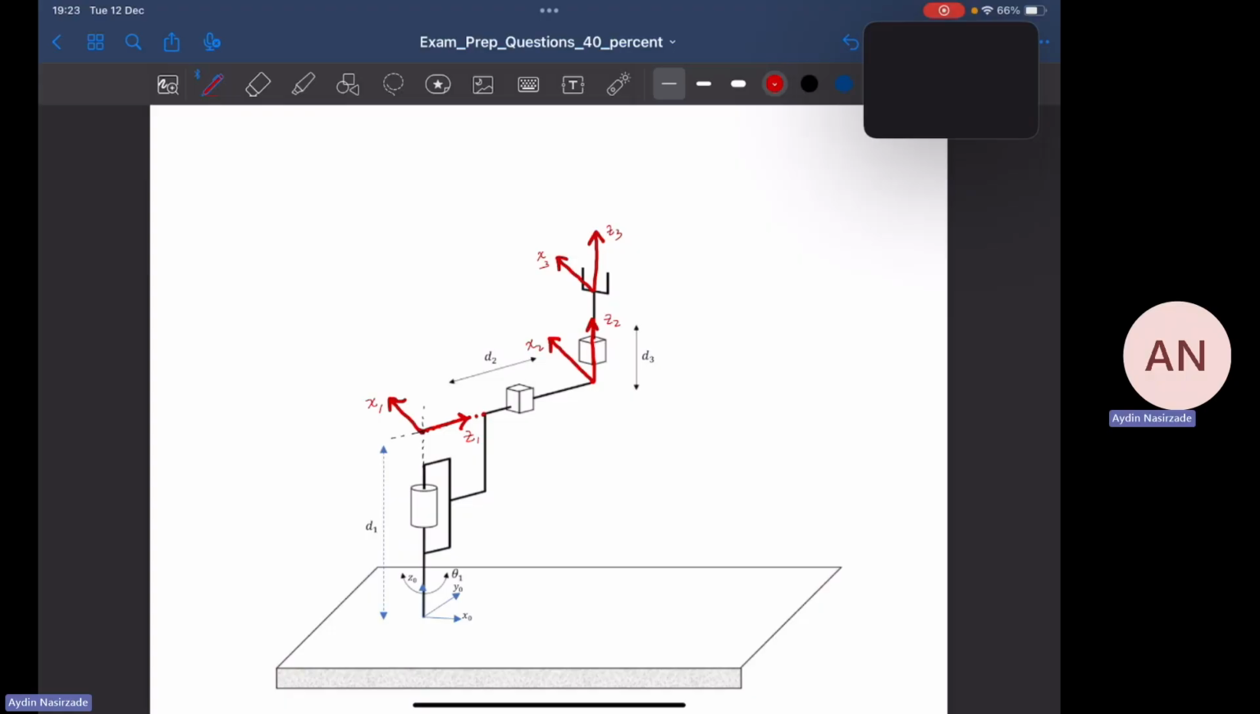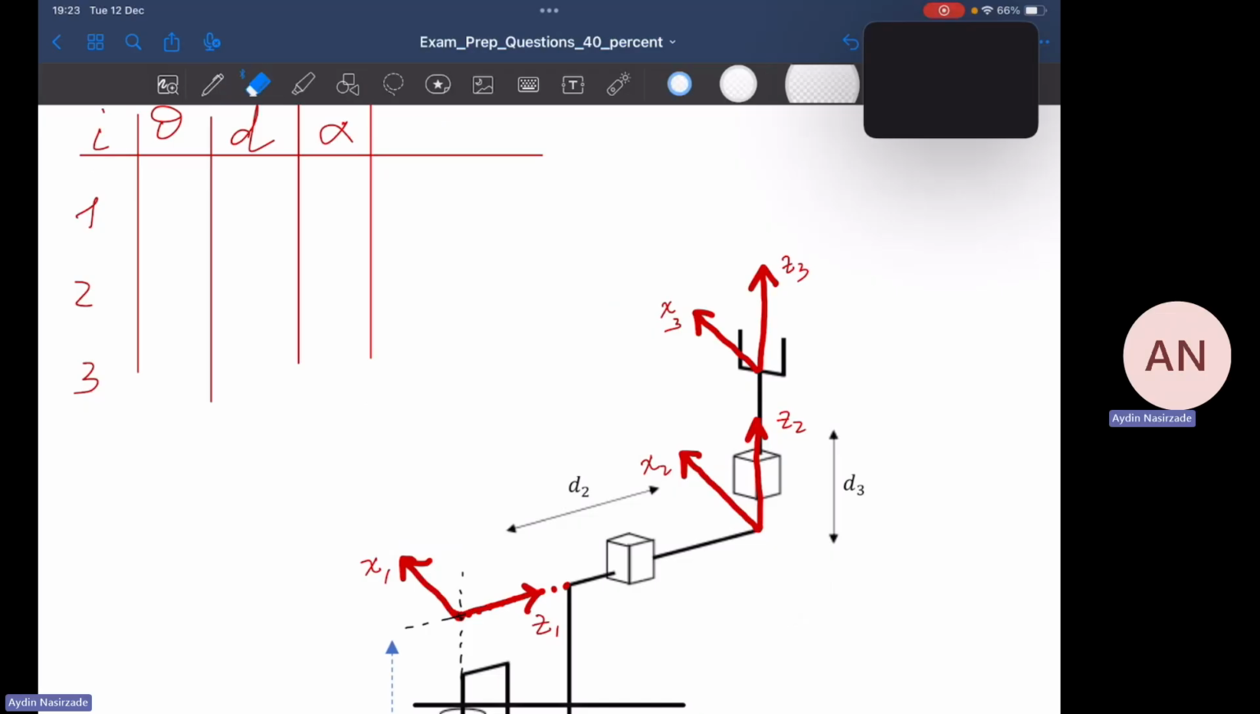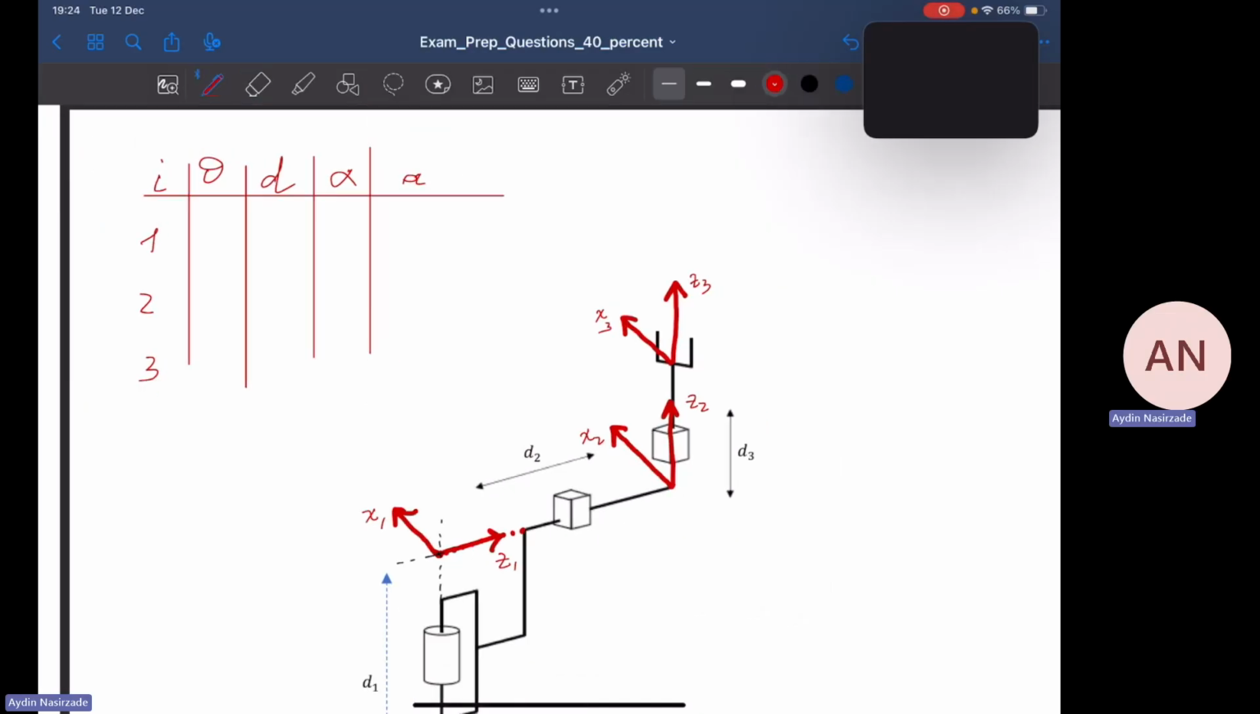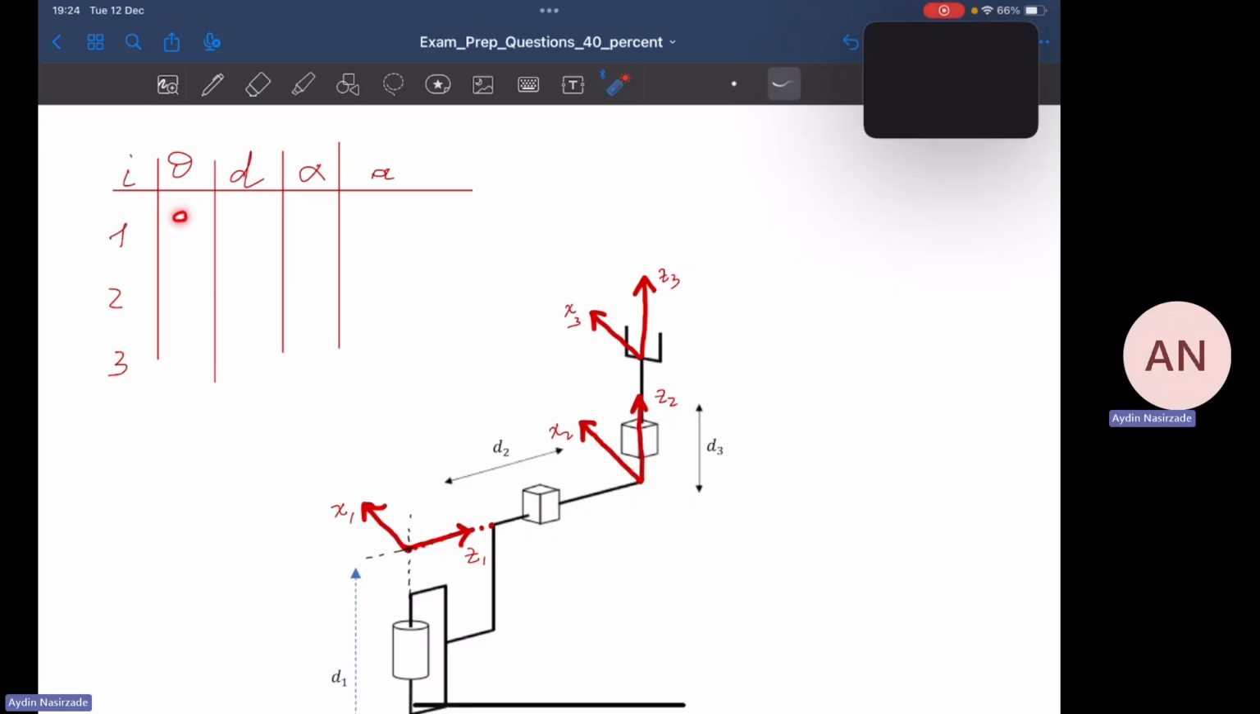For the DH parameter table, I know that I have 3 joints, which means that I'm going to have 3 rows in my DH parameter table. All right, let's fill in this table. It's going to be i, joint 1, joint 2, joint 3. We have thetas, Ds, alphas and As. Now let's start off with theta 1.